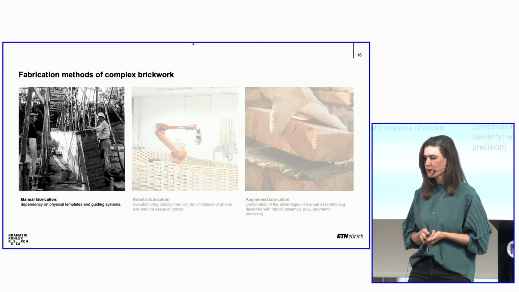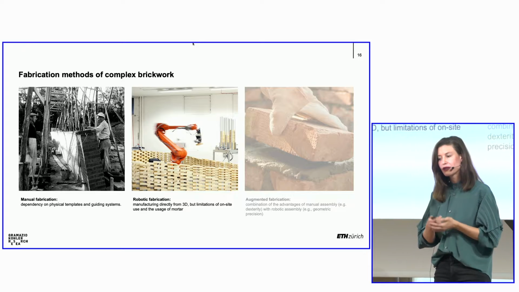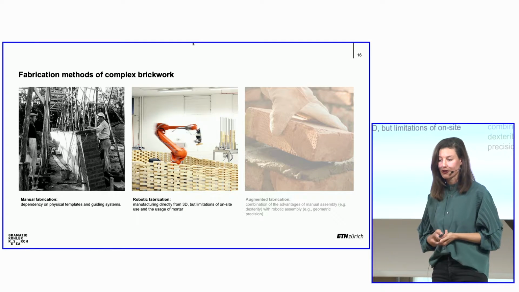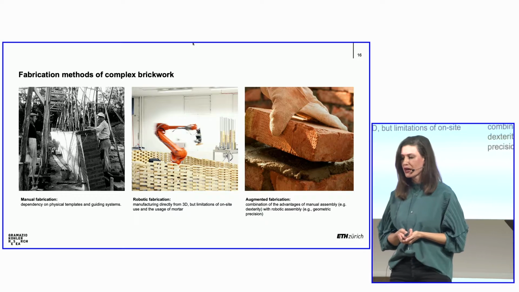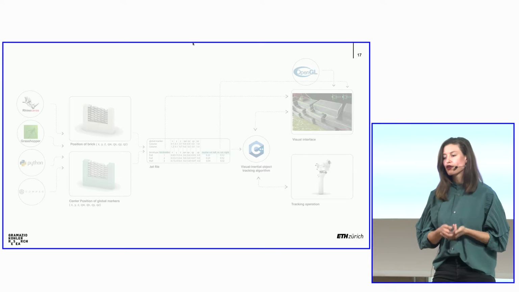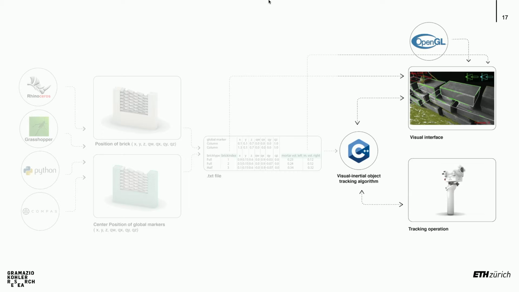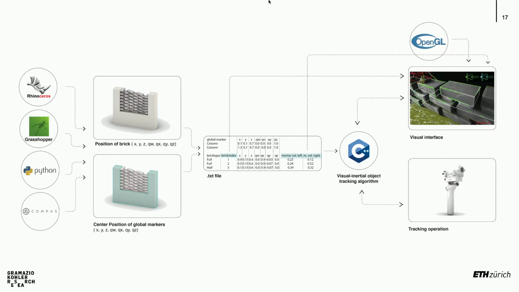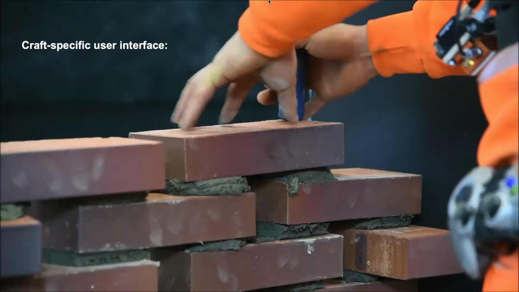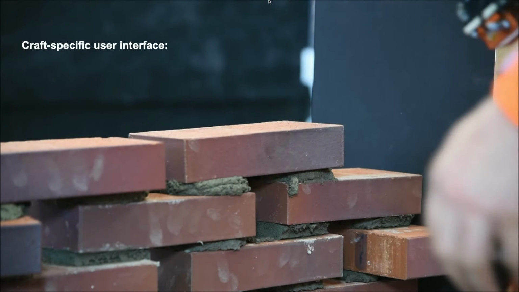The first one, manual fabrication with dependencies on physical templates. The second one, robotic fabrication with limitations for on-site use and materials such as mortar. And the third one, augmented fabrication, combining human dexterity with geometric precision of machines. To build with augmented fabrication, I needed to be able to inform humans on where and how to assemble brick walls. For this, I tracked the position of bricks in space using the visual inertial object tracking algorithm of Timothy Sandy and combined it with current CAD models and a craft-specific user interface. One key point of this research was the development of this craft-specific user interface, informing masons on how to assemble brick walls.